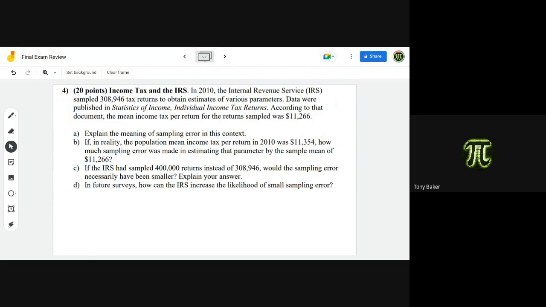So if in reality the mean population, if the tax return in 2010 was $11,354 and their sample was $11,266, what was their actual error? Yeah, we just subtract those two, right? And the error was $88. If the IRS had sampled 400,000 returns instead of the 308,000, would the sampling error necessarily have been smaller?